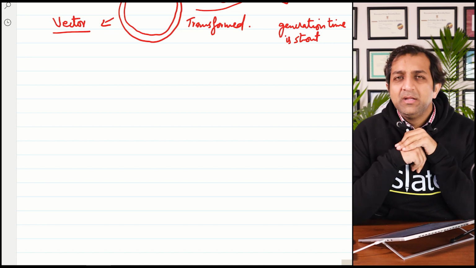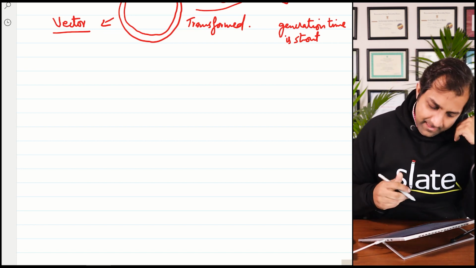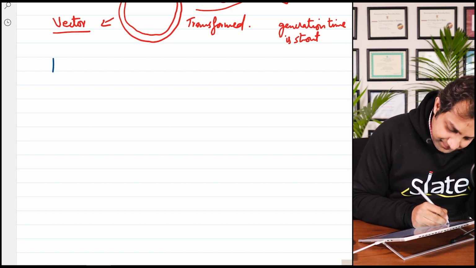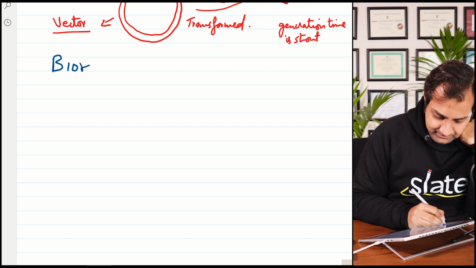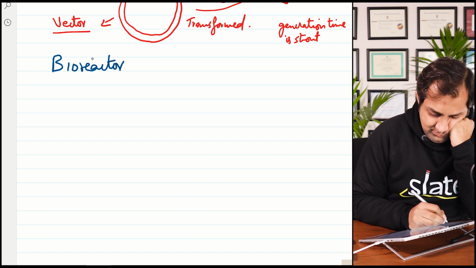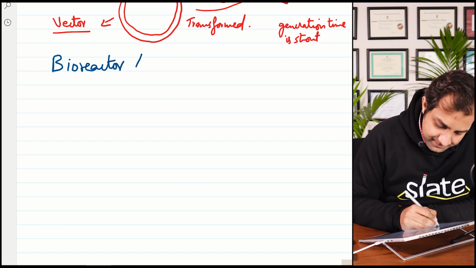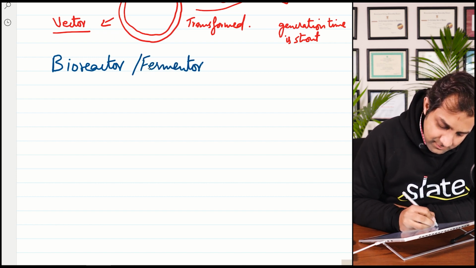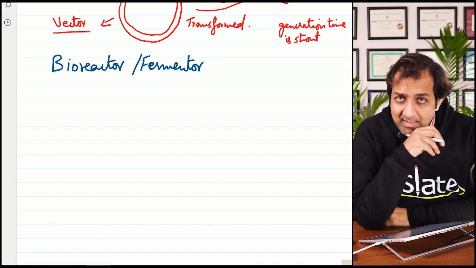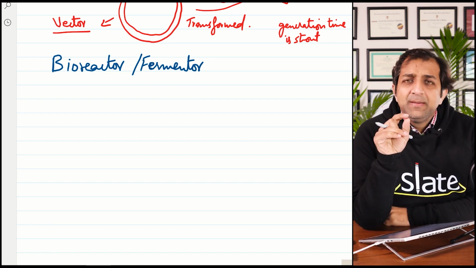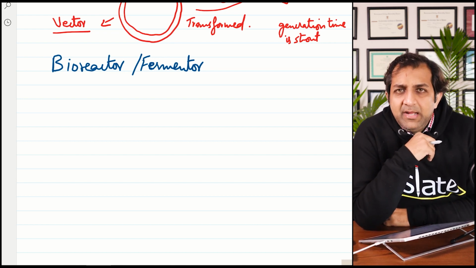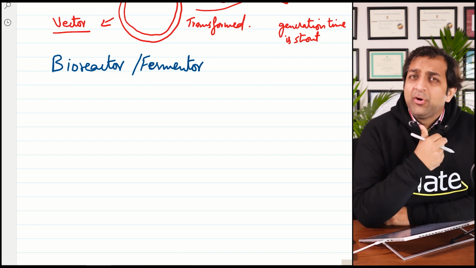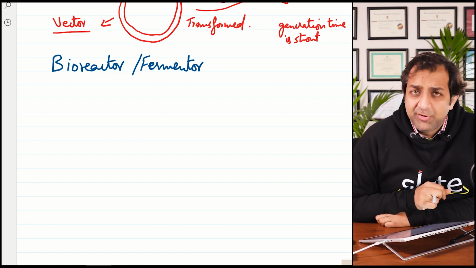Now let's talk about the structure of a fermenter. A fermenter, also called a bioreactor, is a vessel, a machine, in which microorganisms are cultured, in which microorganisms are reared. So let's see how these microorganisms are cultured inside this bioreactor or fermenter.